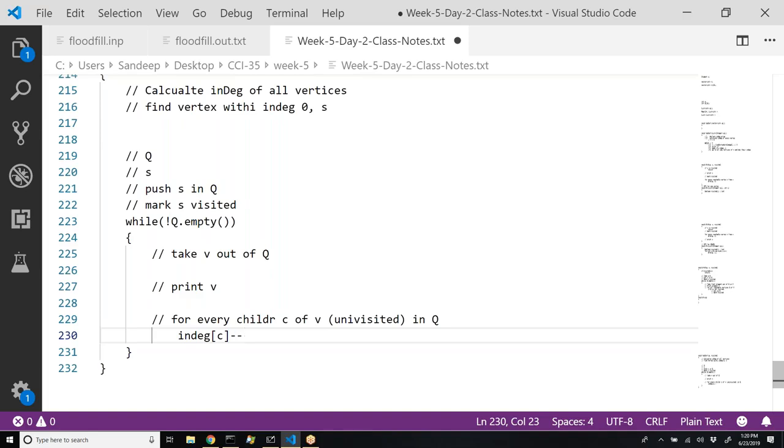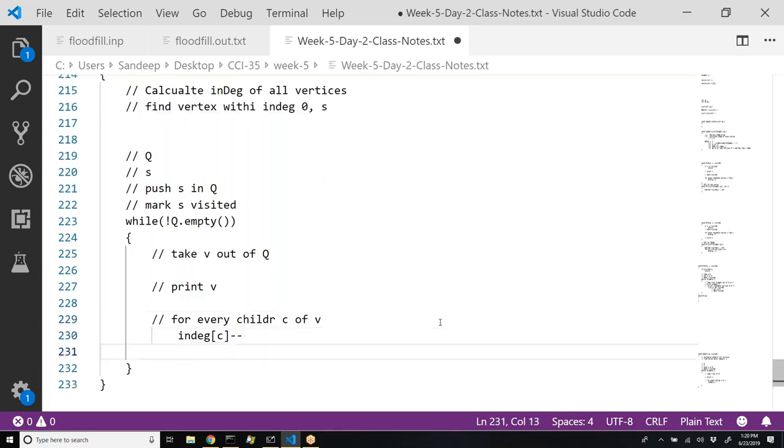Okay, sure. We will talk about that also. Right now, we are going with the flow that we discussed earlier, so that we see the algorithm clearly. Now, when you said in degree of C is minus minus, only then we put children C of V. We put a child in the queue only if its in degree becomes 0. How about doing that?